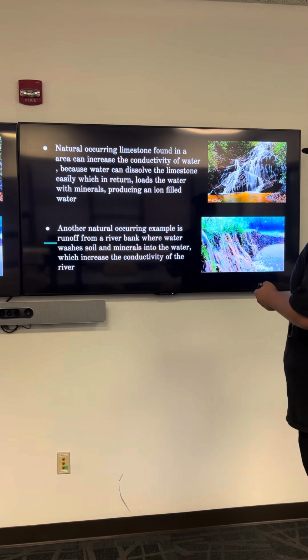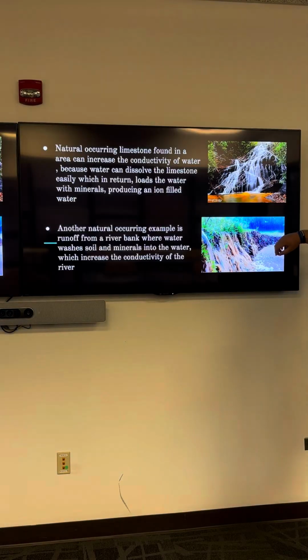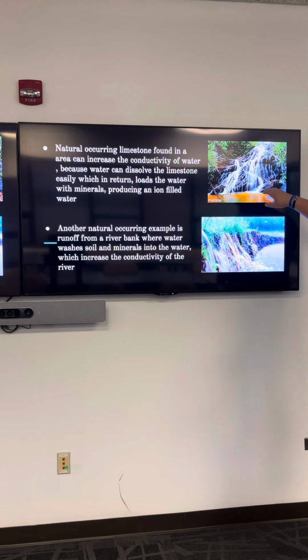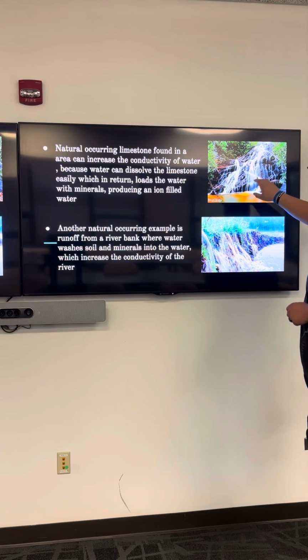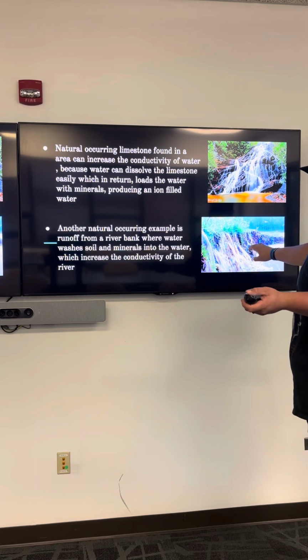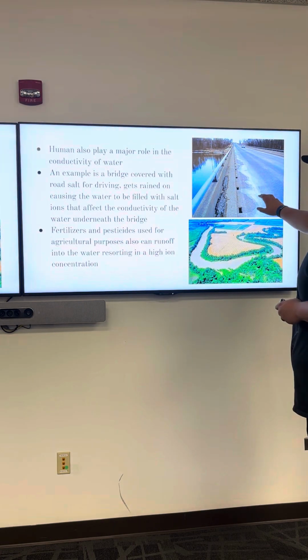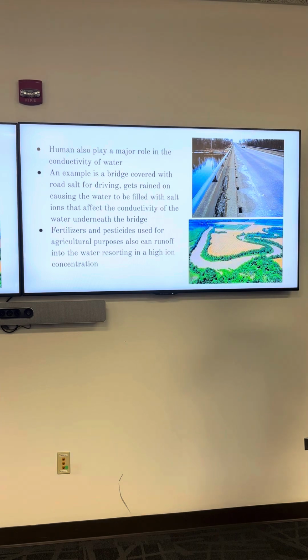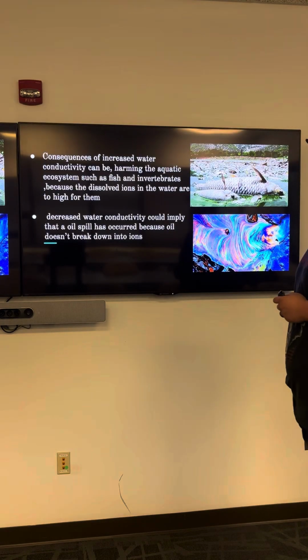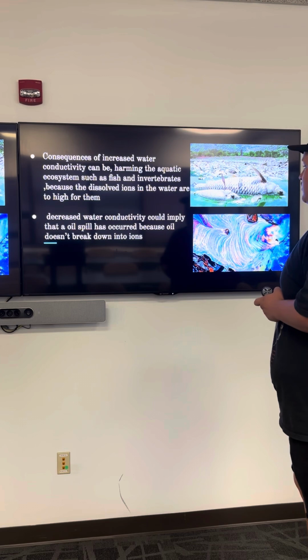The previous slide was discussing two natural causes. These are two man-made causes. So the natural causes, again, are limestone runoff and soil runoff with all the ions and minerals found within the soil. Then the two human-made examples are the salt from roads running off, and fertilizer and pesticides from agriculture. And a little bit more about conductivity of water.